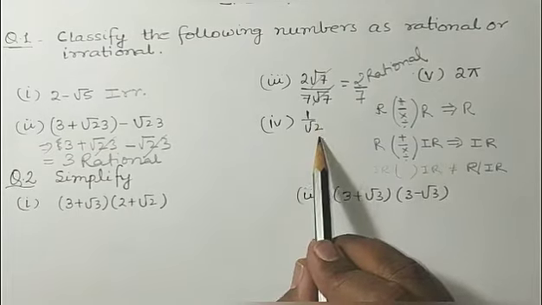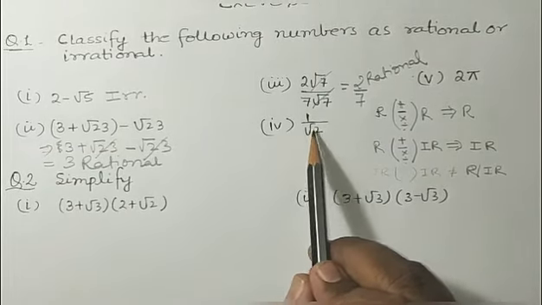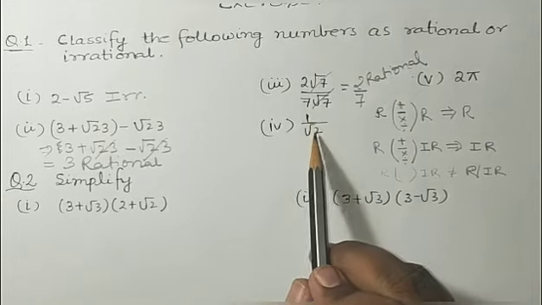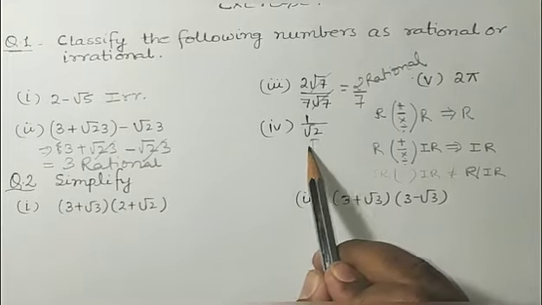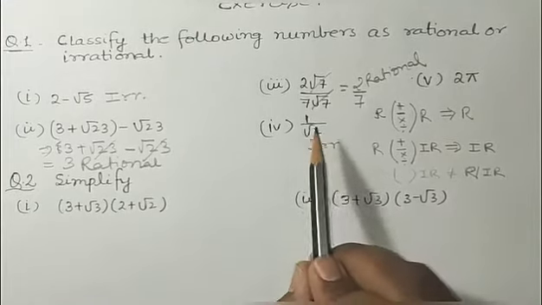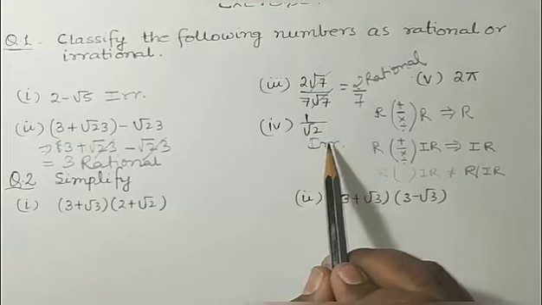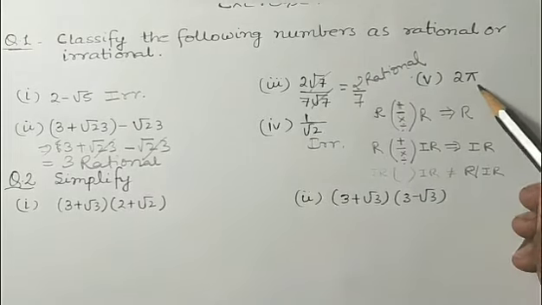1 upon under root 2. Okay, so under root 2 means it is an irrational. A rational is dividing an irrational, so it will be an irrational number. Means a rational operating with an irrational, your answer will always be what? An irrational number. Last part is 2 pi.